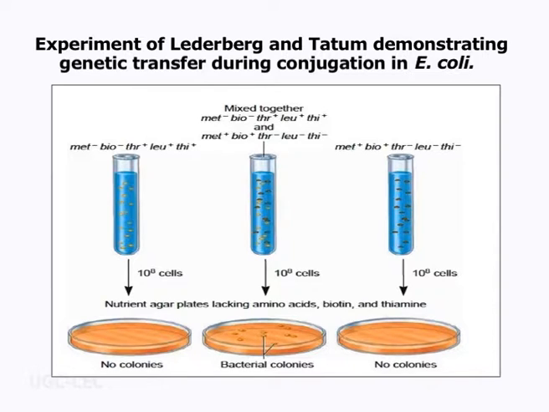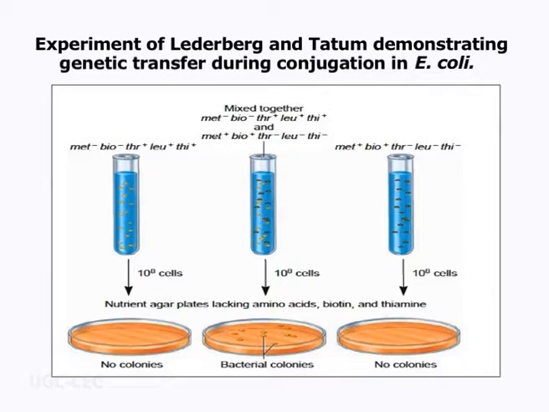So they started working with two different types of auxotrophs. One was methionine minus, biotin minus, threonine plus, leucine plus and thymine plus. On the other hand, the second one was methionine plus, biotin plus, threonine minus, leucine minus and thymine minus. When these two strains were independently plated on minimal media, they couldn't get any colonies, as it should be, because in minimal media only wild type prototrophs can grow.